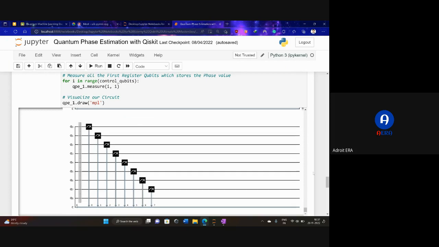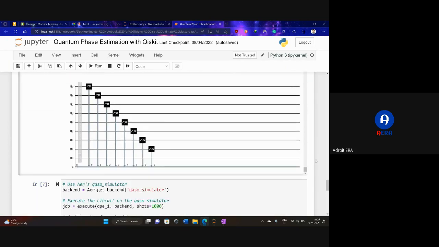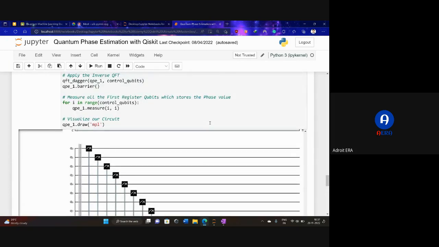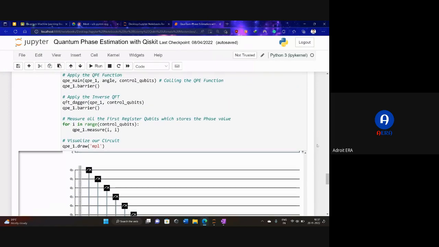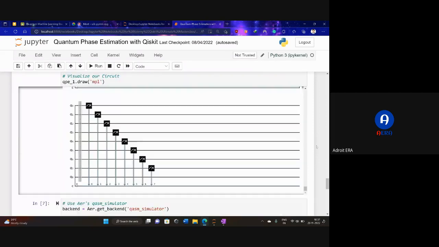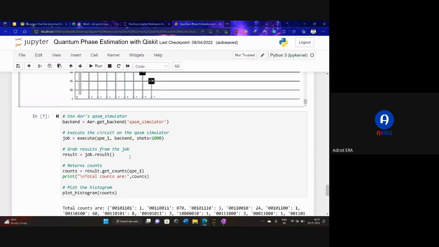So no need to be afraid of the circuit because this is created by Qiskit. The only thing, as you have understood, is the algorithm. That's it. The algorithm is very simple. As you can see, it utilizes inverse QFT, and we just need to decide how many repetitions we need to do. That's it. And then this code is the same.